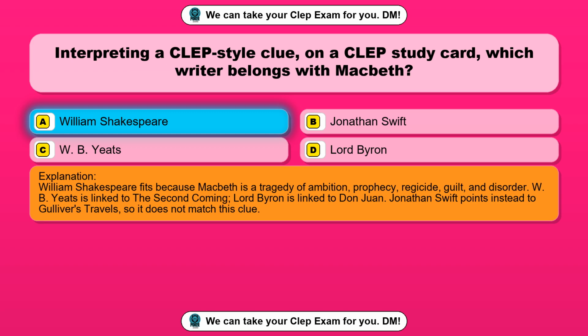William Shakespeare fits because Macbeth is a tragedy of ambition, prophecy, regicide, guilt, and disorder. W.B. Yeats is linked to The Second Coming, Lord Byron is linked to Don Juan. Jonathan Swift points instead to Gulliver's Travels, so it does not match this clue.